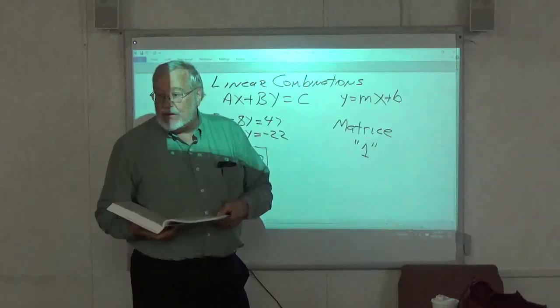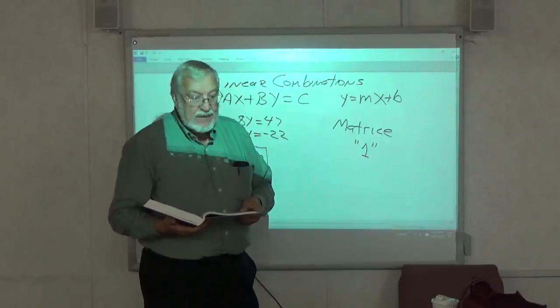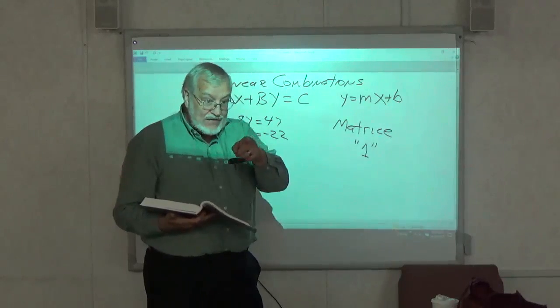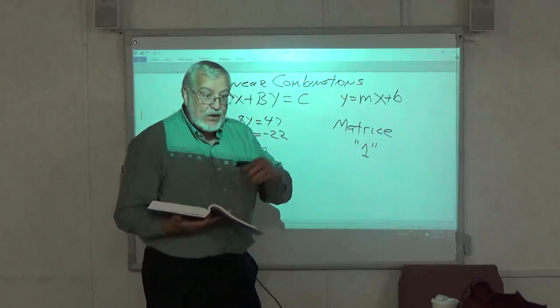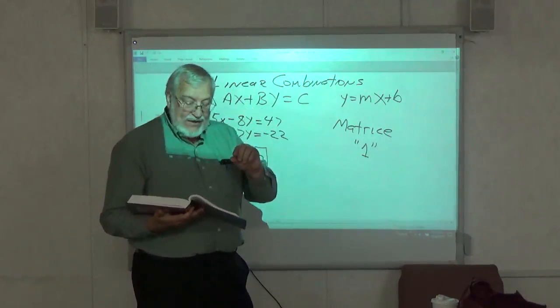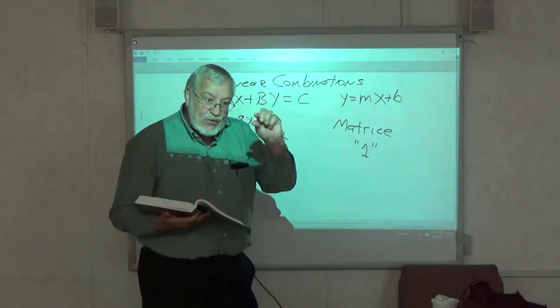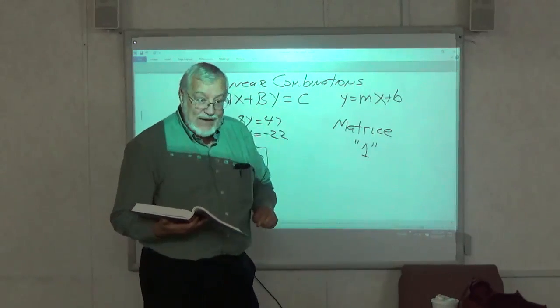Name one way we could get a 1 in the x position. Is it just divide it by 3? If you do divide it by 3, you're going to end up with fractions. So what you want to try instead is to combine 2 equations to form a new equation that has 1 for the x.